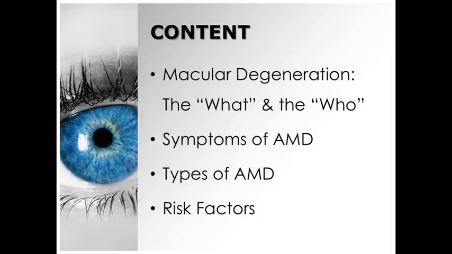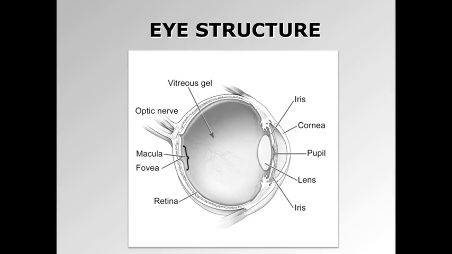So we'll be learning about the what of macular degeneration, who gets macular degeneration, what are the symptoms. Many of you here will have recognized those symptoms. Go through the types of macular degeneration and what are risk factors, specifically modifiable risk factors. What can you do to protect yourselves, and non-modifiable risk factors. What risks do you have that has led you to have macular degeneration in the first place? And so this is part of the quiz, so pay close attention.